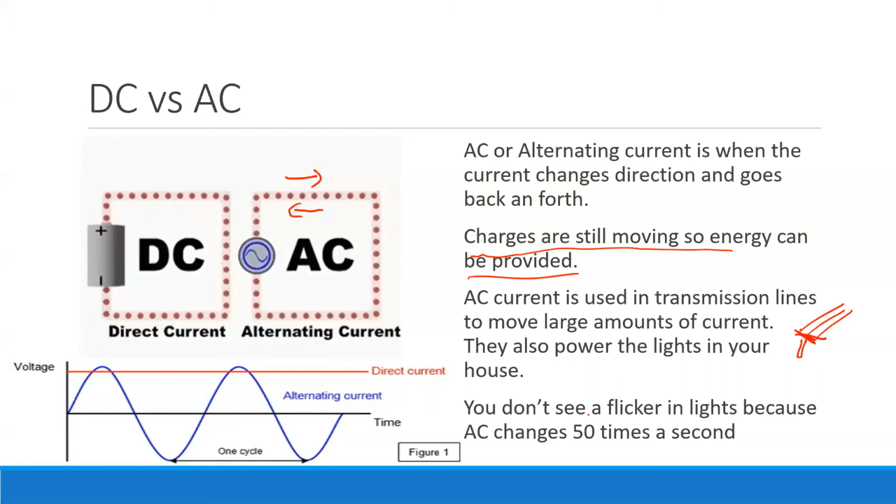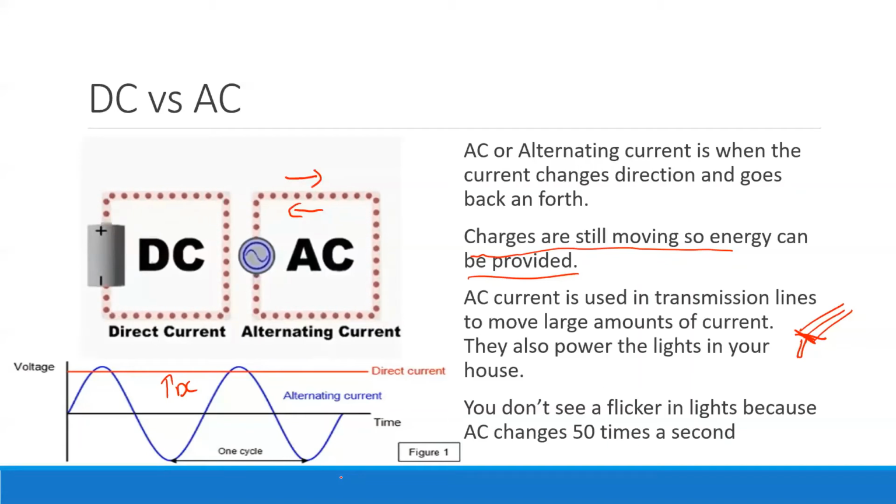On the bottom here, we've got the two types. We've got DC voltage in red. We can see that that's a straight line because it's always got the same voltage, whereas AC has an alternating voltage, it goes up, down, up, down, up, down. And so that can be used.